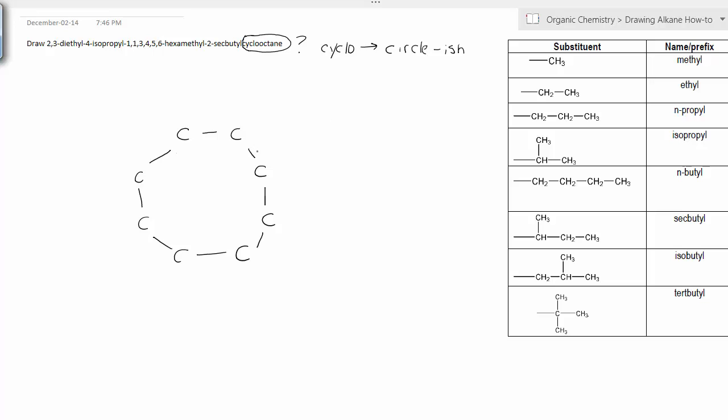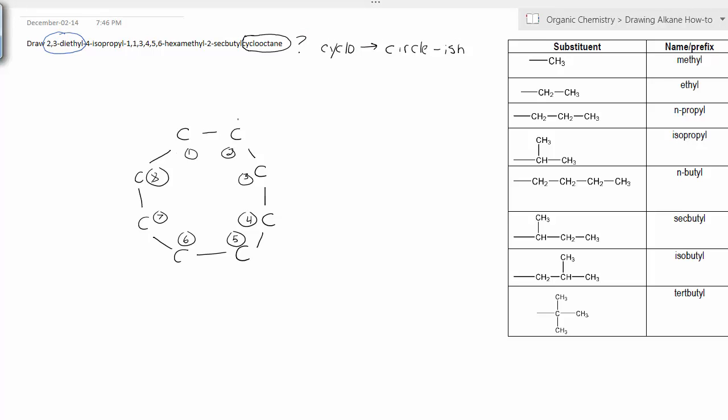Alright, so I'm going to label this as I see fit. Okay, and I'm going to go here and start carbon 1 just at the top. I'm going to go 1, 2, 3, 4, 5, 6, 7, 8 around the ring. Okay, it's arbitrary where you start when you get to make the molecule yourself. Alright, now I'm going to start putting some substituents on.